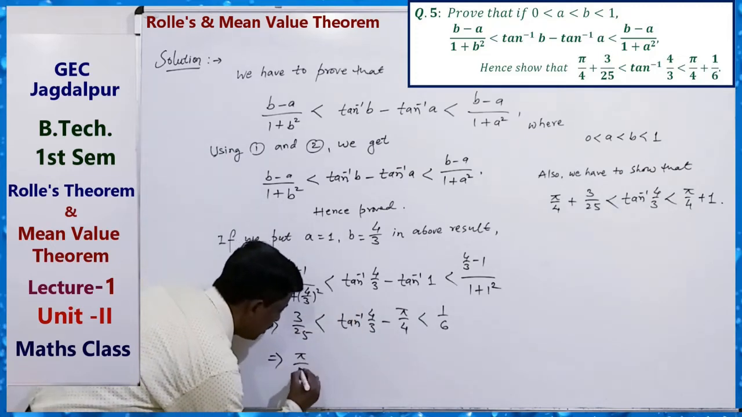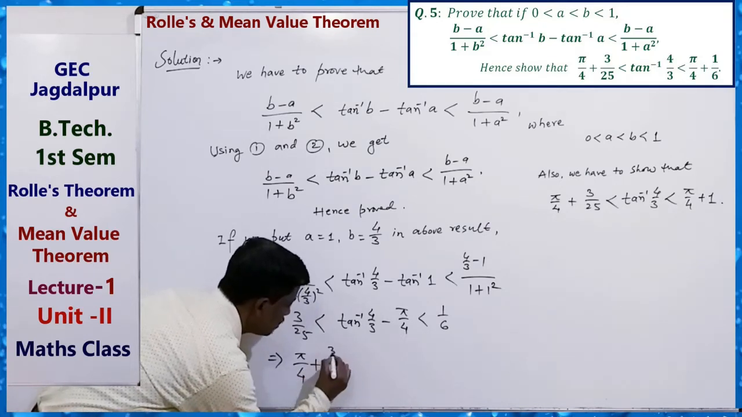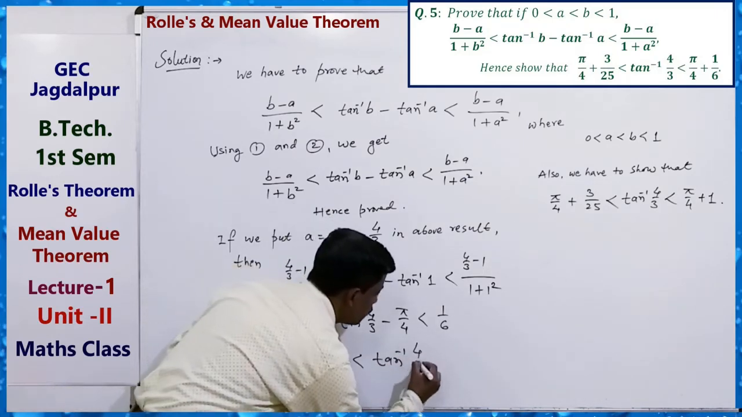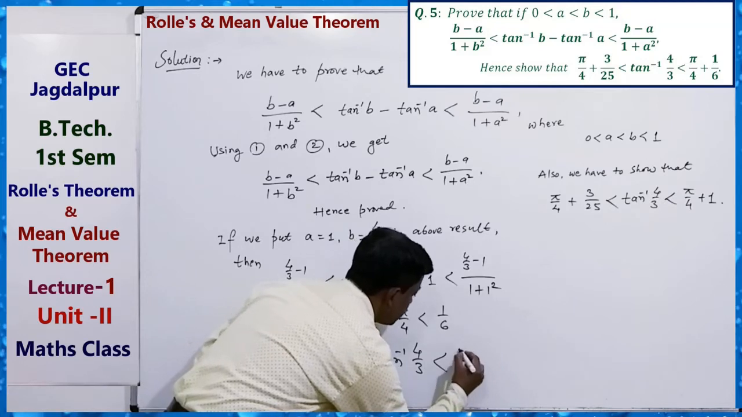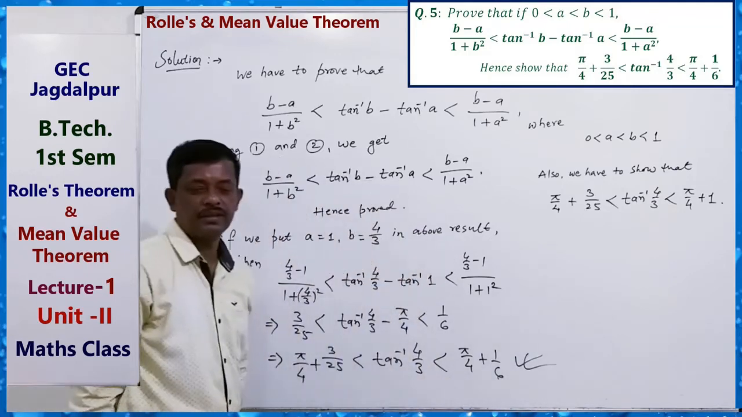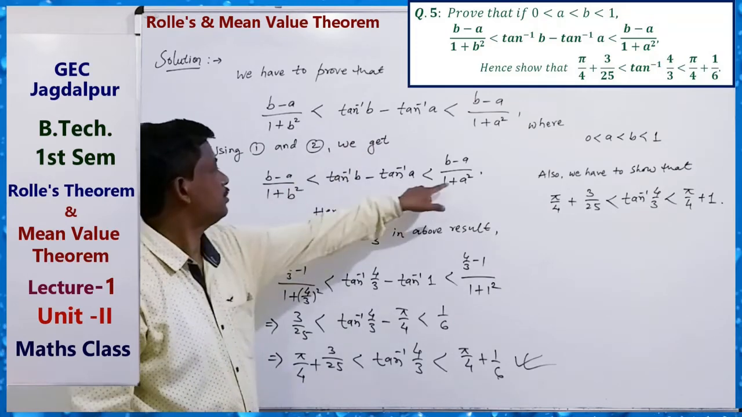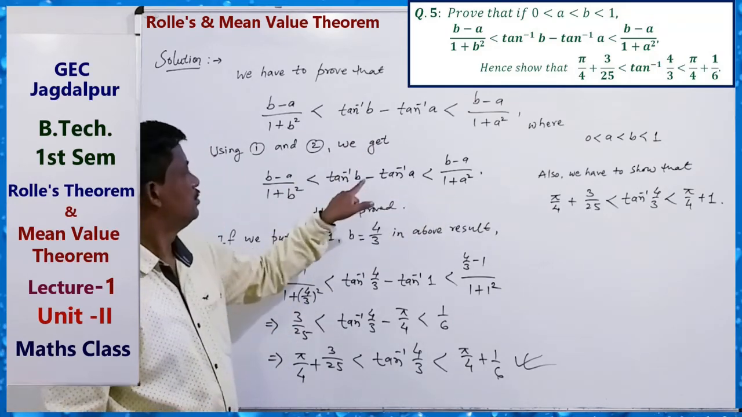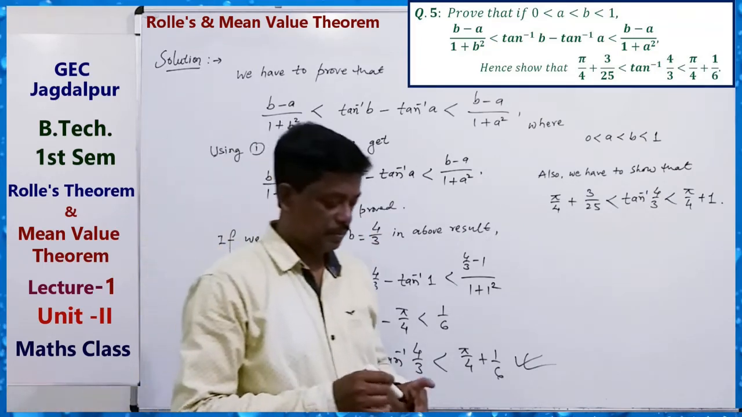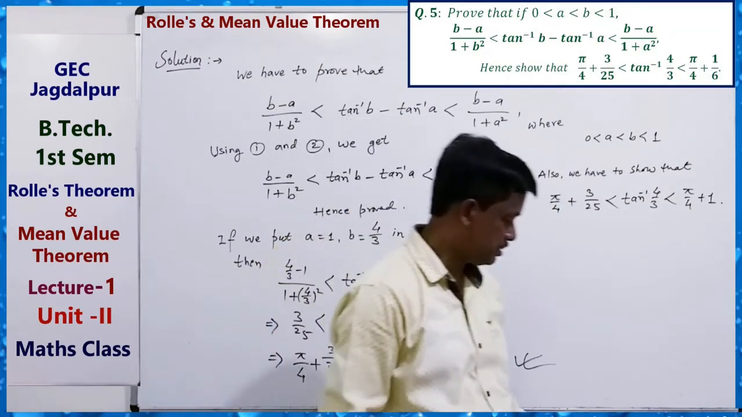So you see that pi by 4 plus 3 by 25 is less than tan inverse 4 by 3, which is less than pi by 4 plus 1 by 6. So this is the result, by simple deduction. In this result, just put a equal to 1, b equals to 4 by 3, then you can get the required result. Okay, so this is the second question.